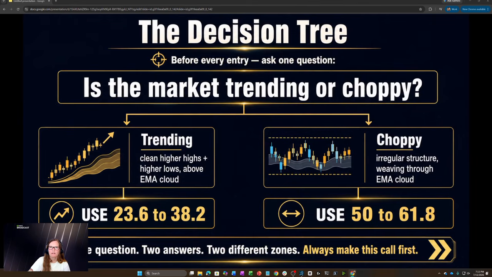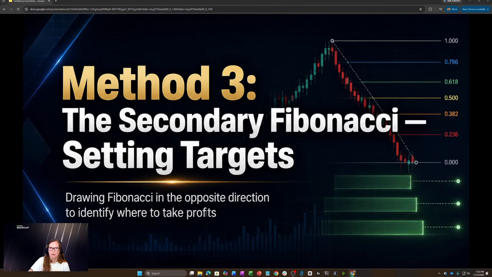And here's the most important thing I want you to take from this section. The tool is the same. The draw is the same. The difference is which zone you use. And that decision is driven entirely by one question: is this market trending or choppy? Answer that first, then choose the zone that you want to focus on.